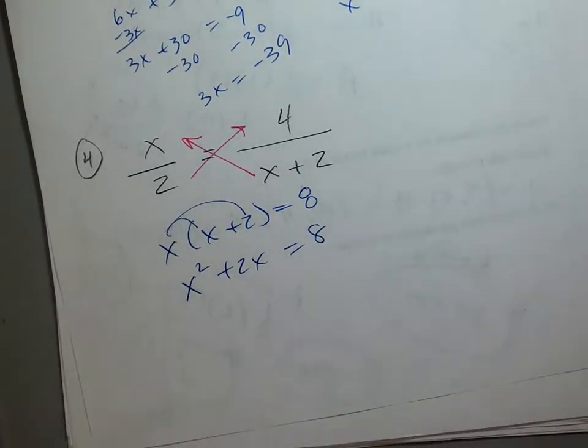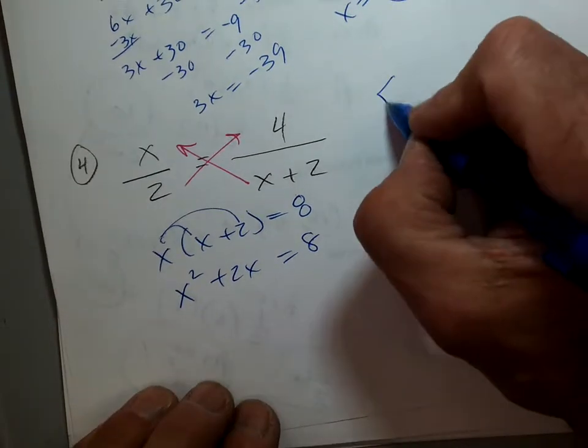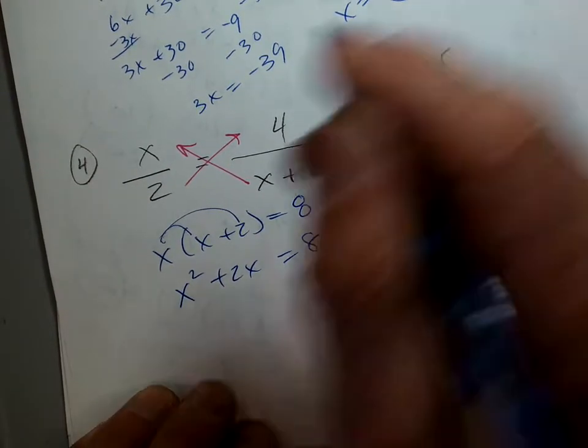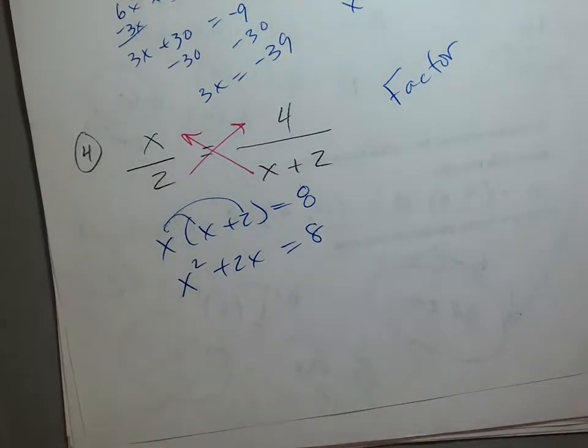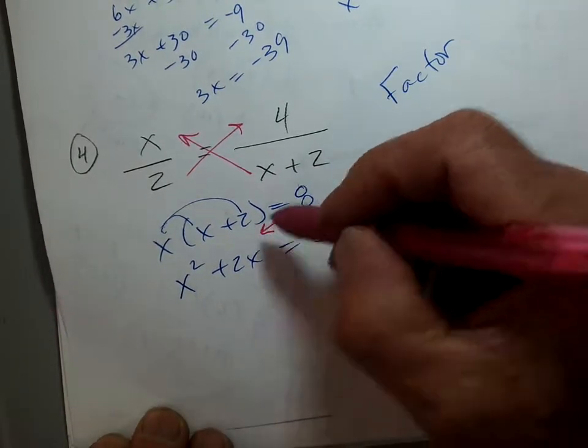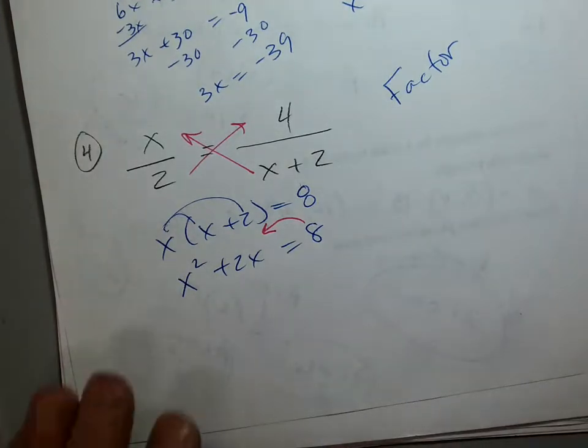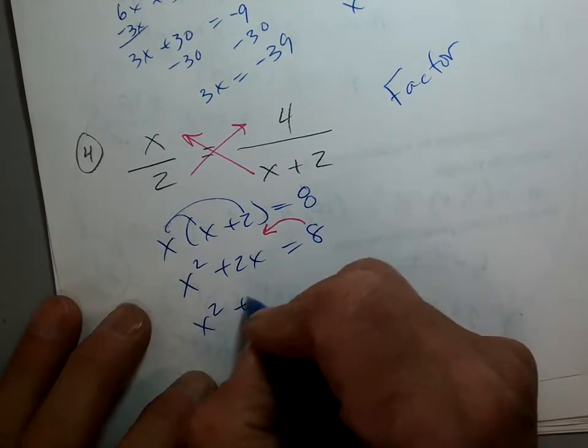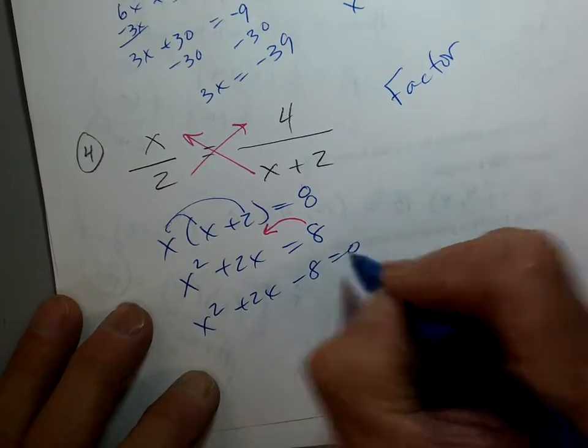Uh-oh. It's the F word. We're going to have to factor. It's the F word, right? Yeah. I thought it was something else. No, just almost as bad, huh? So bring over the 8. If I bring over the 8, right? x squared plus 2x minus 8 equals 0, right?